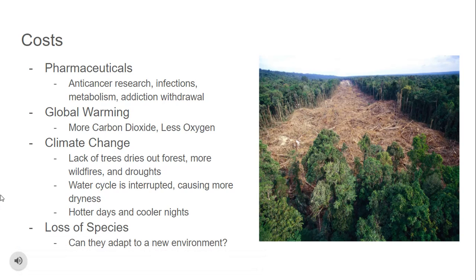Some costs of deforestation include medicine, global warming, climate change, and the loss of species. 70% of plants in the rainforest can be used in medicine. Historically, plants have been used in anti-cancer research, infections, metabolism, and can help with addiction withdrawal. If deforestation continues, the supply for these medicines can severely decrease, and we can lose the potential for additional discoveries of new medicine.